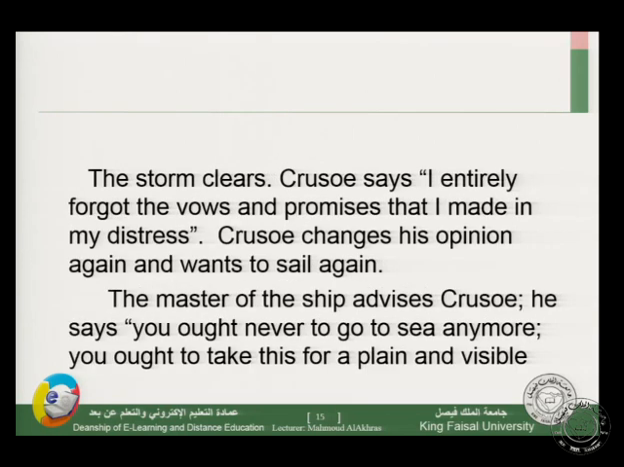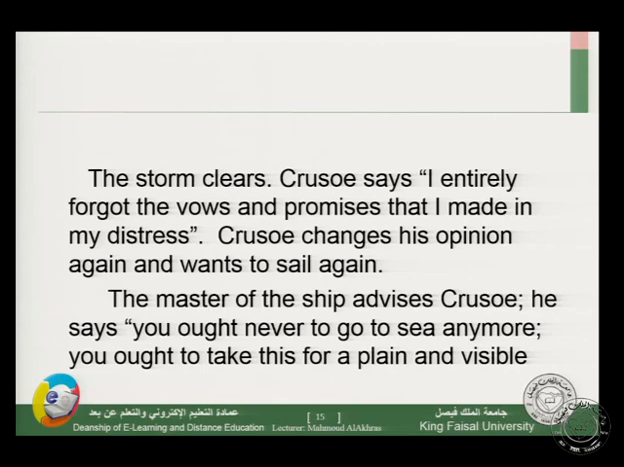The storm clears. We can see the storm ends. Crusoe says, "I entirely forgot the vows and promises that I made in my distress." He forgets his promises and changes his mind again. Crusoe changes his opinion and wants to sail another time.